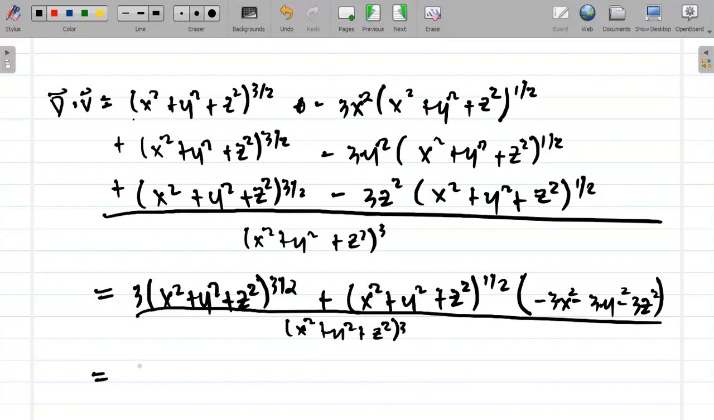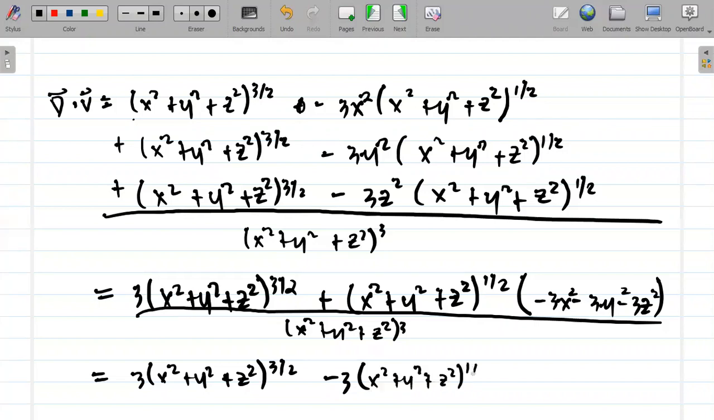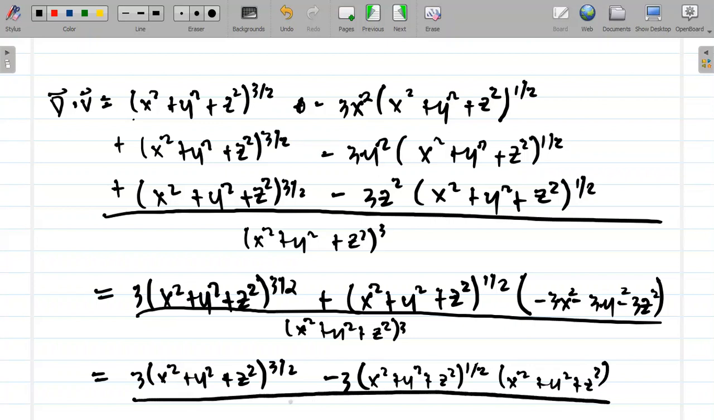So this is, ang dami. 3 times x squared plus y squared plus z squared to the 3 halves, tapos plus yung minus 3, lagay natin dito, x squared plus y squared plus z squared to the 1 half times x squared plus y squared plus z squared, all over x squared plus y squared plus z squared cube. Class, nakikita nyo na ba? Ano yung value ng numerator natin?